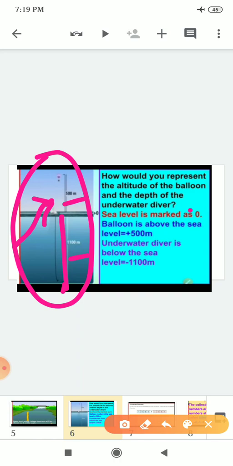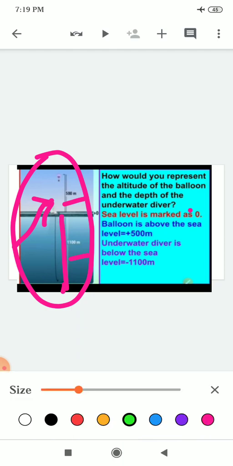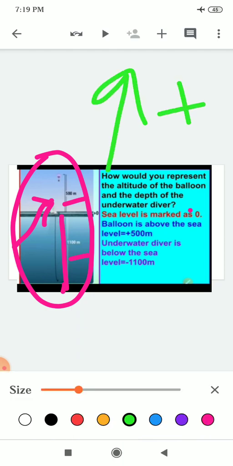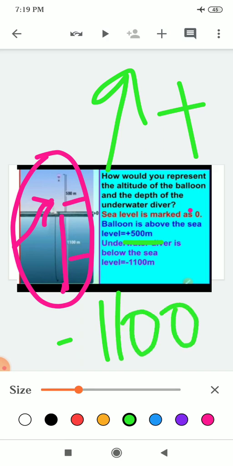I have already discussed that if a number is above, up, it will be indicated with a plus sign. It means it is plus 500. The balloon is above the sea level, plus 500 meters. Underwater, if below the sea, it will be minus 1100 meters. This 1100 includes a negative sign because it is below.